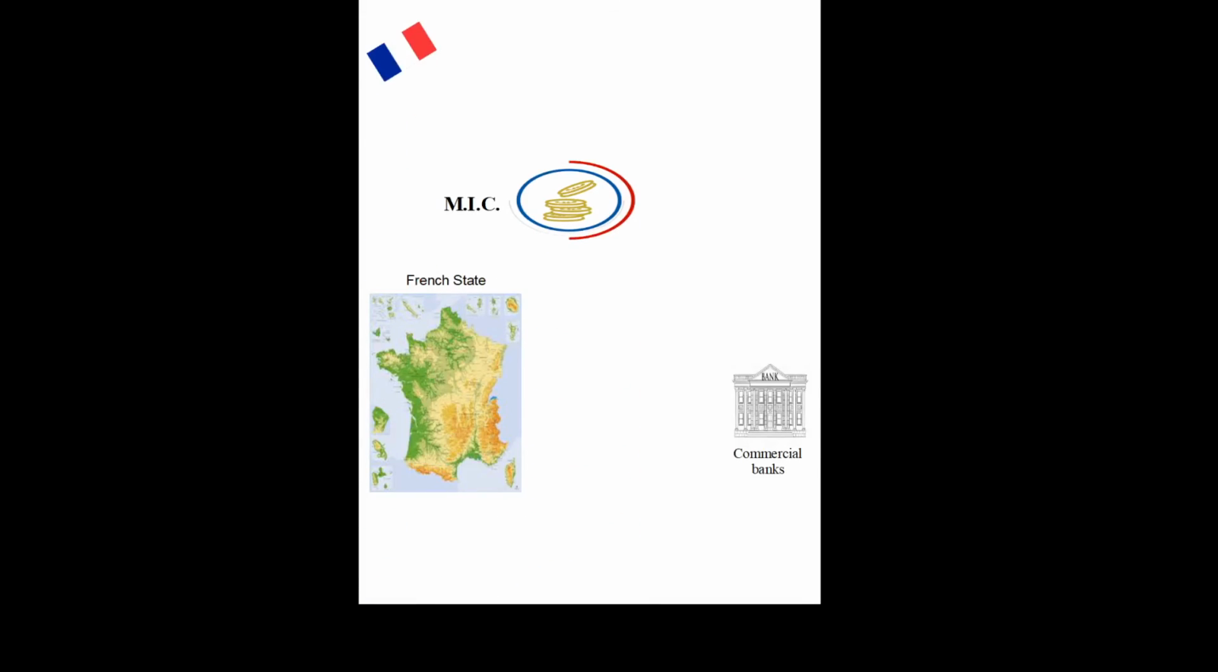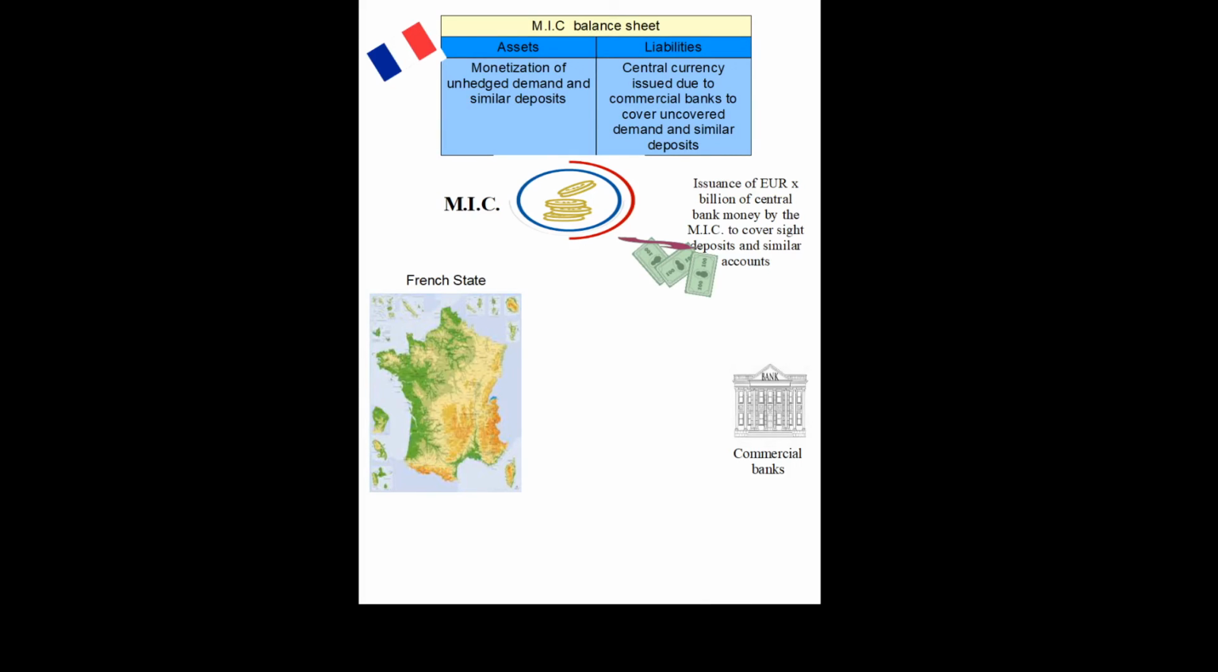The functioning would be almost the same as in the European framework, with the only difference that it is the MIC that manages the issuance of currency and the exchange against government bonds. The MIC issues these X billion euros of central bank currency to cover sight deposit accounts and similar accounts. The balance sheet, as we have seen previously, of the MIC is, on the asset side, the monetization of the X billion euros of sight deposits and similar deposits not covered before the transition to 100% money. On the liability side, the central bank currency owed to commercial banks to fill the uncovered sight deposit accounts.